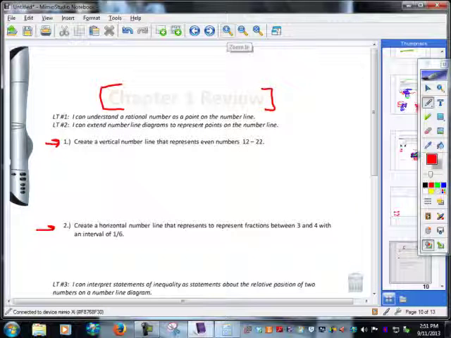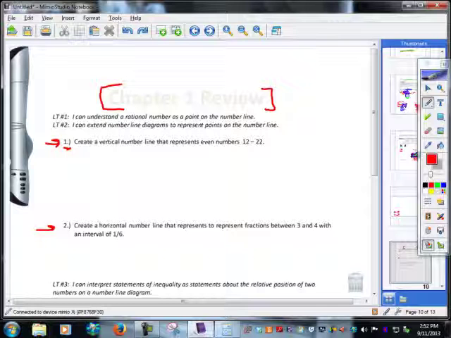So let's start here. I'll just go through question by question. If you are good with a learning target and don't need help on it, fast forward a little bit and go to learning target 3 or whatever learning target you need. I'm going to go right in order. First of all, here are our learning targets. I can understand a rational number as a point on a number line. I can extend number line diagrams to represent points on a number line, okay?